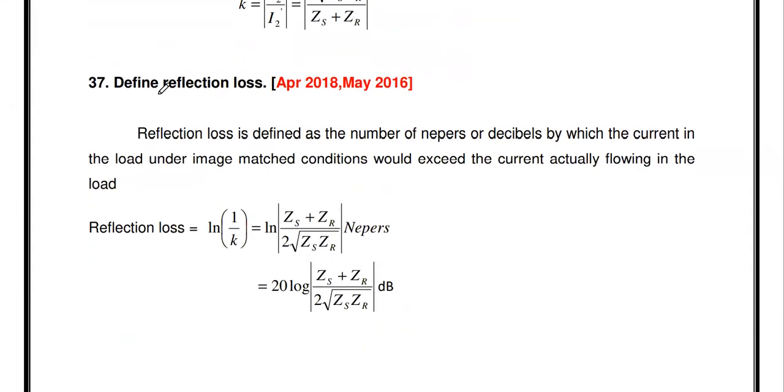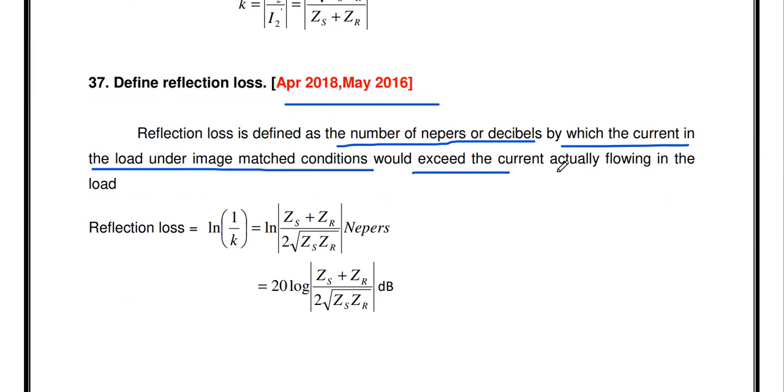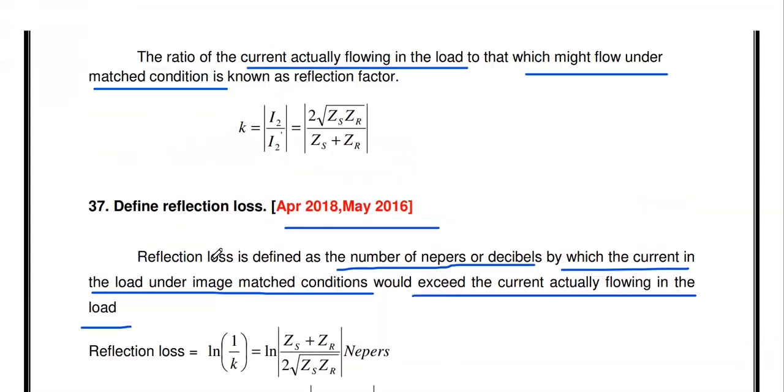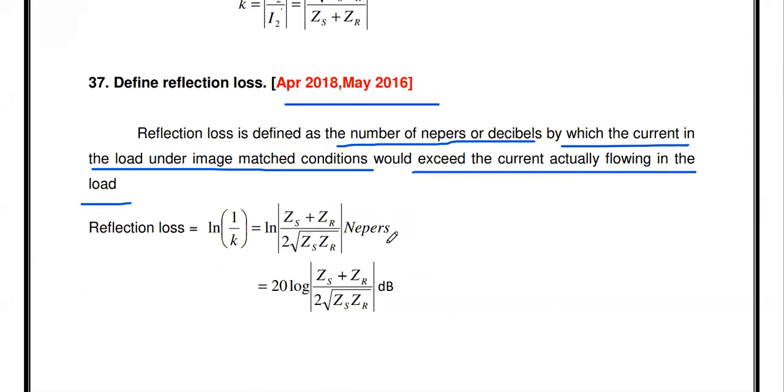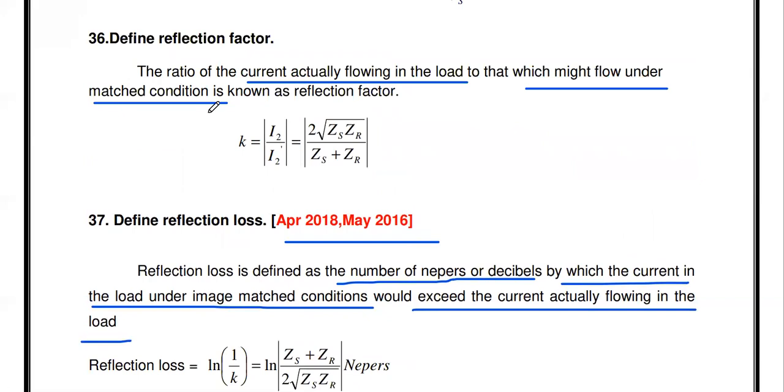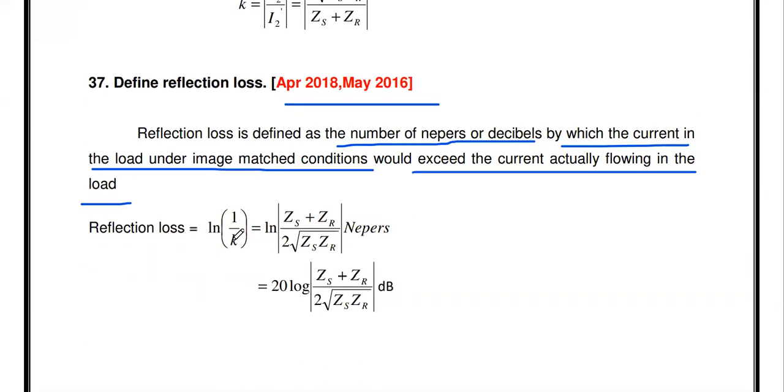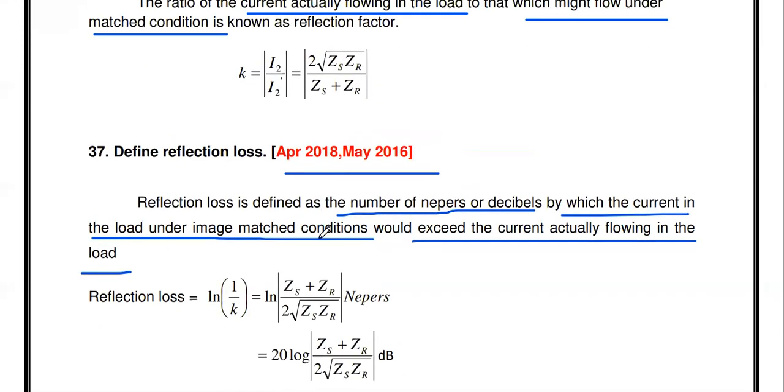Then the next one, define reflection loss. It is an important university question, from 2018 and 2016. The reflection loss is defined as the number of nepers or decibels by which the current in the load under image matched condition would exceed the current actually flowing in the load. So how much the current is exceeded, that ratio we call the reflection loss. If you want to express the reflection factor in dB or nepers, it is called the reflection loss. So reflection loss is equal to ln of 1 by k. The reciprocal of the reflection factor is called the reflection loss. So ln of 1 by k, you just take the reciprocal.